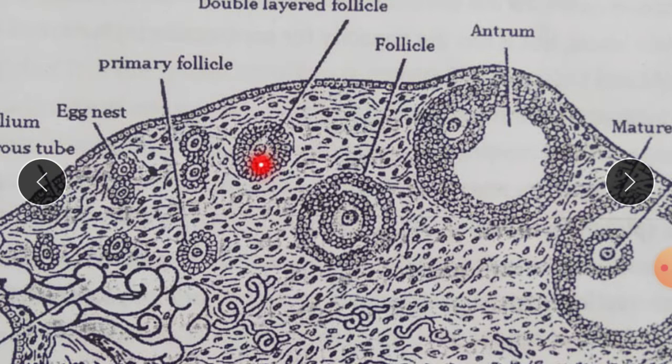Ovum needs food. That food is supplied by these surrounding follicular cells, and they also do one more thing: they secrete estrogen hormone, one of the important female sex hormones. These follicular cells produce estrogen. As the size of the follicle increases, the number of follicular cells also increases, and they produce more estrogen. And estrogen is necessary for the normal development of the female reproductive system.